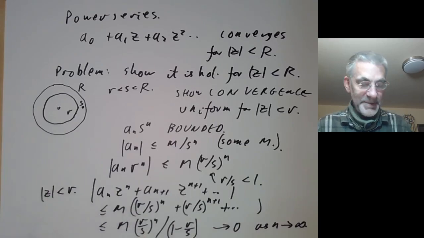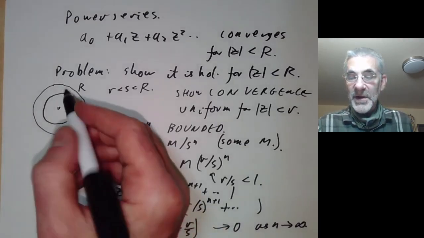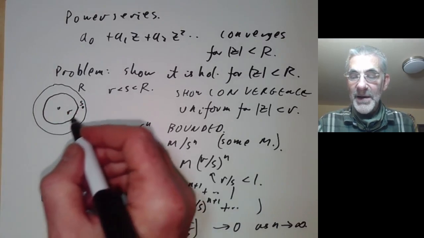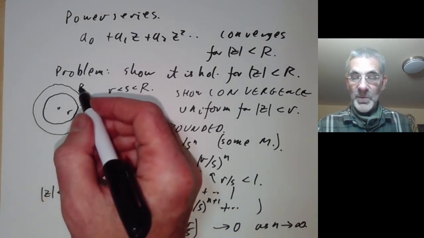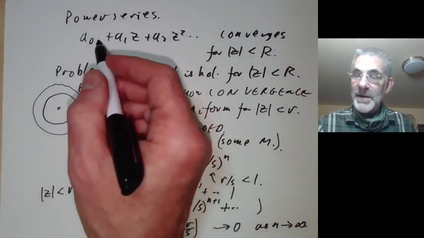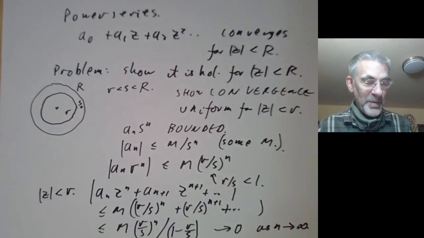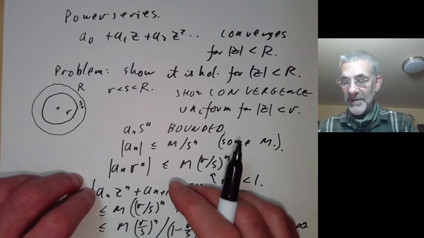So this shows that convergence is uniform in any open disk that's strictly smaller than the one of radius R. So this series is locally uniformly convergent, and its limit is therefore holomorphic.